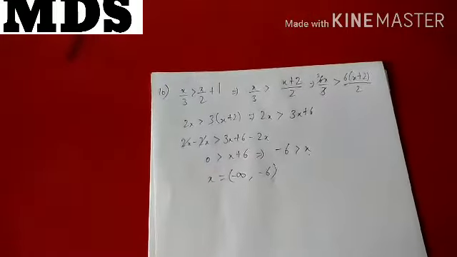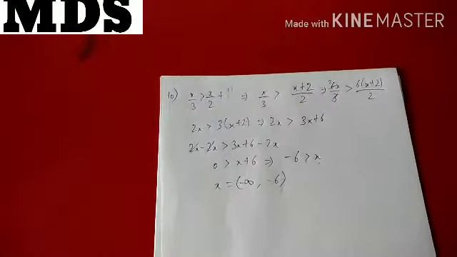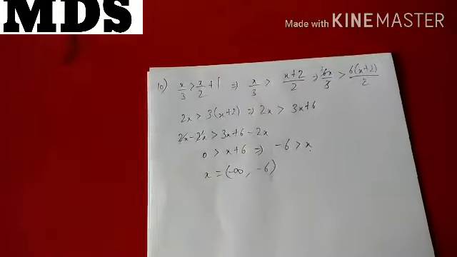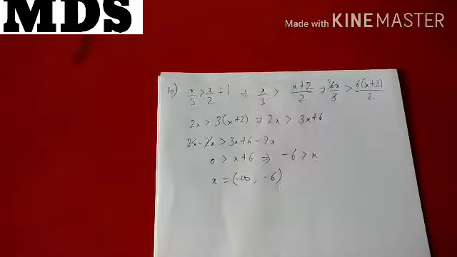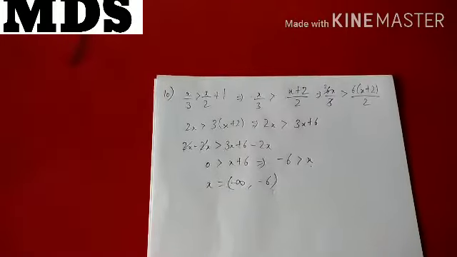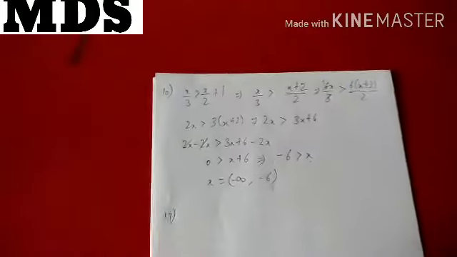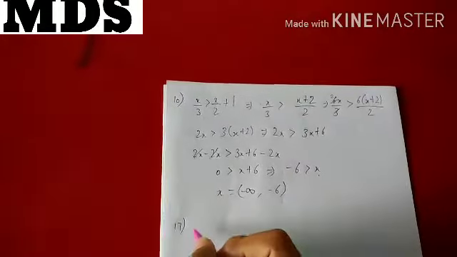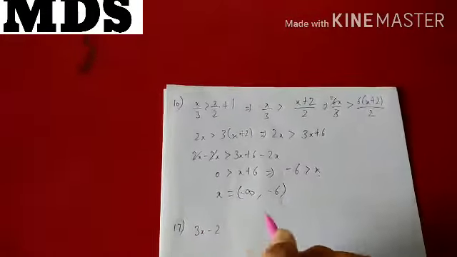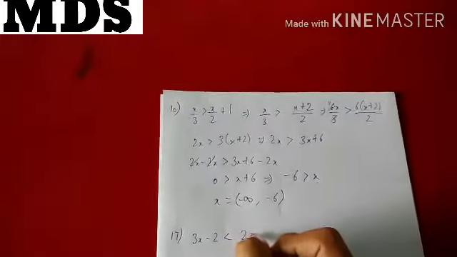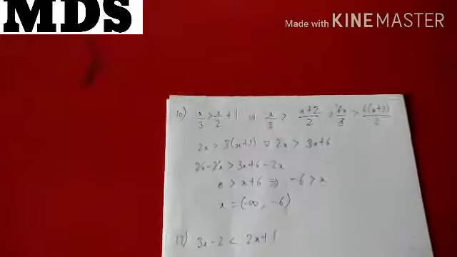Okay, so first of all we have to solve, which means find the value of x, and then we have to show that result on the number line also. So we can solve this question. Question number 17, it is given to us: 3x minus 2 less than 2x plus 1.